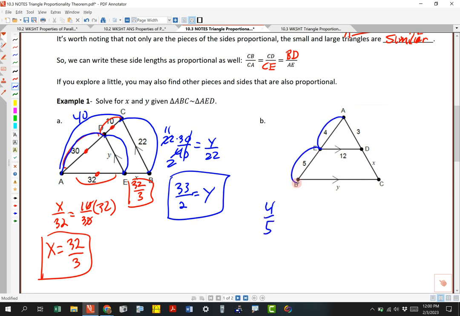Okay, so we're going to do 4 to 5. I'm going to do this piece to this piece. So if I do the piece on the top to the piece on the bottom, I'm going to do the 3 to the x. And then I'll solve that. Again, if you want to do it this way, that's totally okay. There's no problem. I end up with, that's a 15. Divide by 4. So I get x equals 15 over 4.